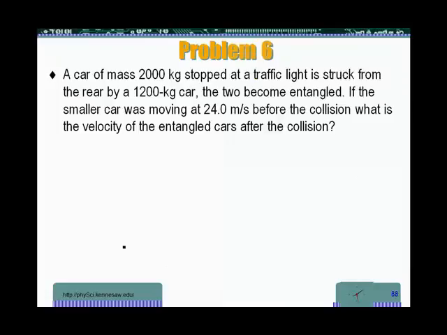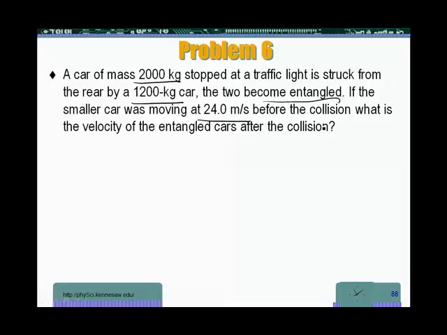Okay, one last example for this recording. What we have here, a car of mass 2,000 kilograms stopped at the traffic light, is struck from the rear by a 1,200 kilogram car. The two cars become entangled. If the smaller car was moving at 25 meters per second before the collision, what is the velocity of the entangled cars after the collision?